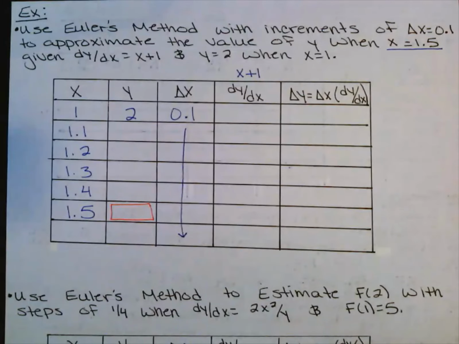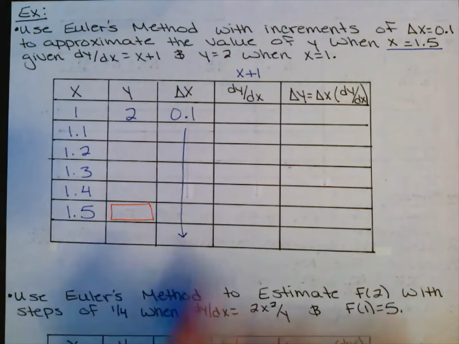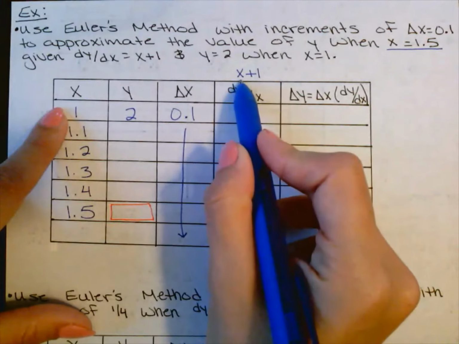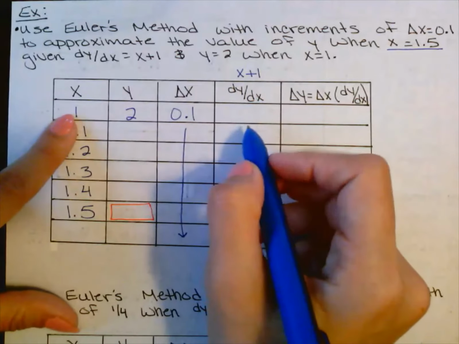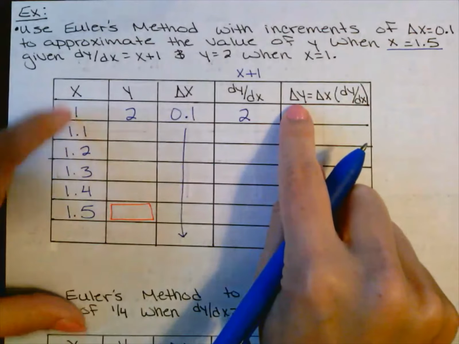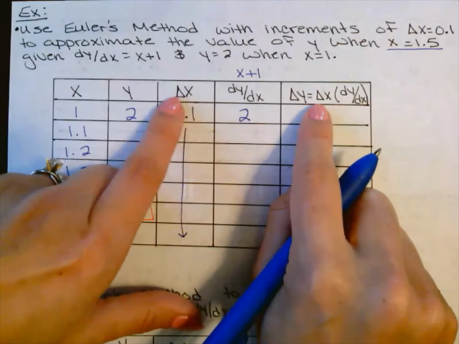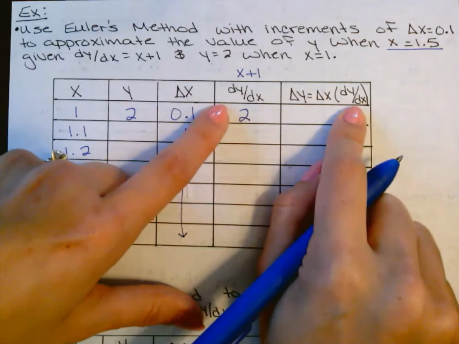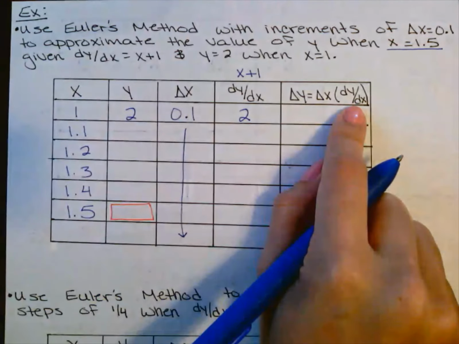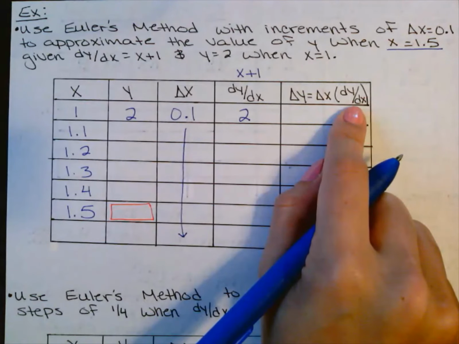Now the next thing I can start doing is going horizontally. If dy dx is x plus 1, and here x is 1, then 1 plus 1 is 2. Delta y is these two answers multiplied, my delta x times my dy dx. So feel free to take out your calculators for this. But do recognize that a lot of times these questions might not be in the calculator section of the AP test, so know that the algebra and the arithmetic won't be too crazy.